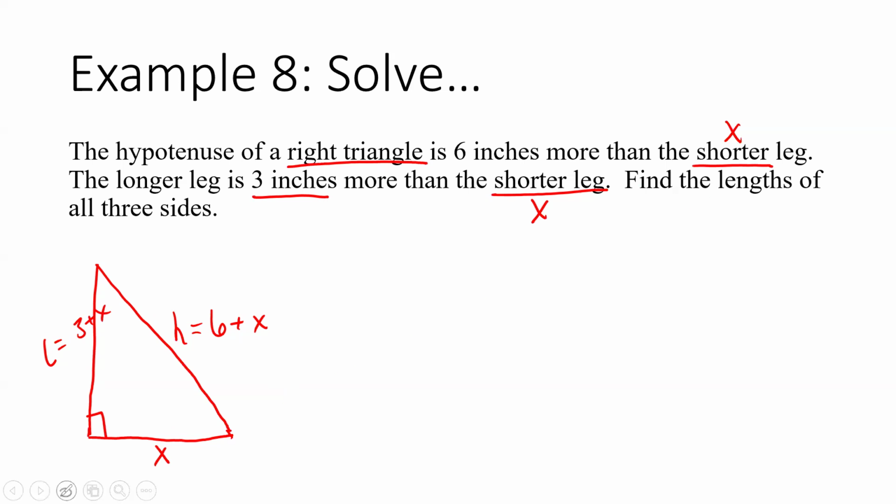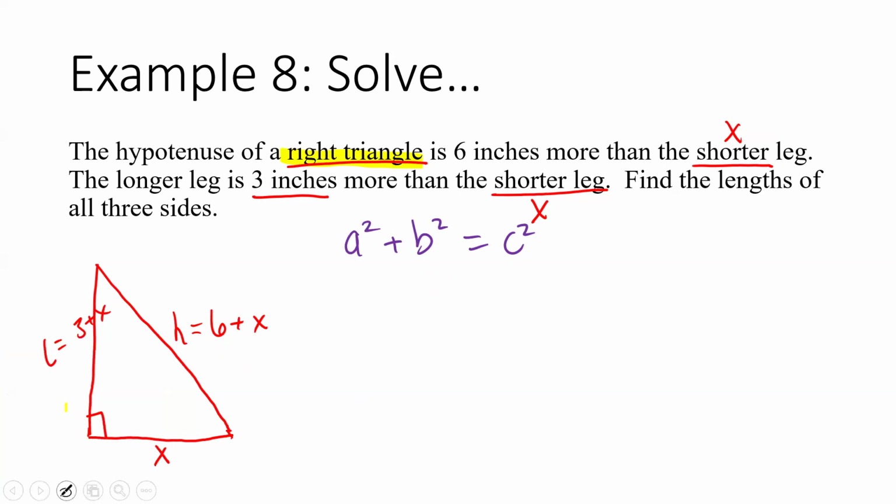Okay. The key word here is that this is a right triangle. And there is a very special formula that we're supposed to use for right triangles. Does anyone know what that very special formula is? That's it. A squared plus B squared equals C squared, where A and B are your legs and C is your hypotenuse. Do we have that information? We do. So we're going to plug this in.